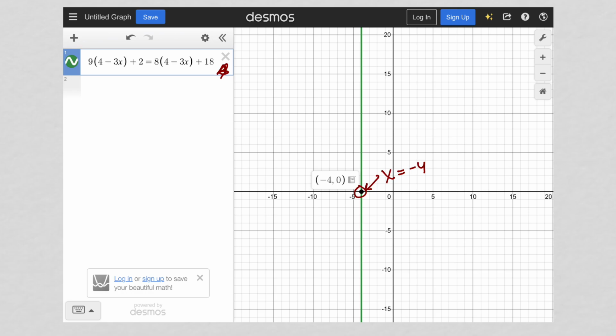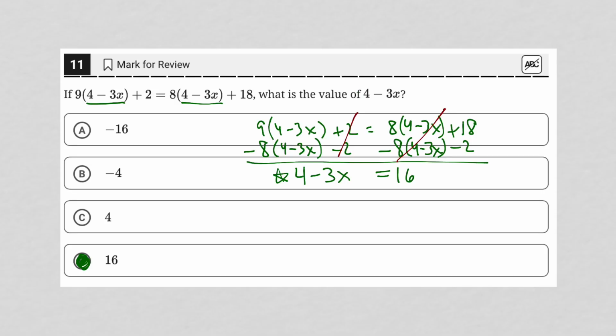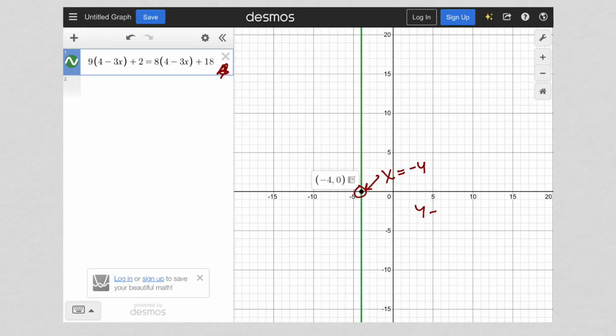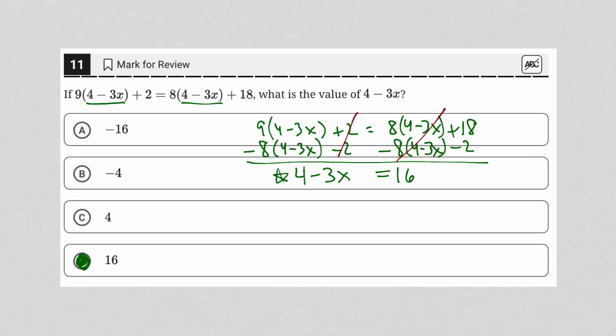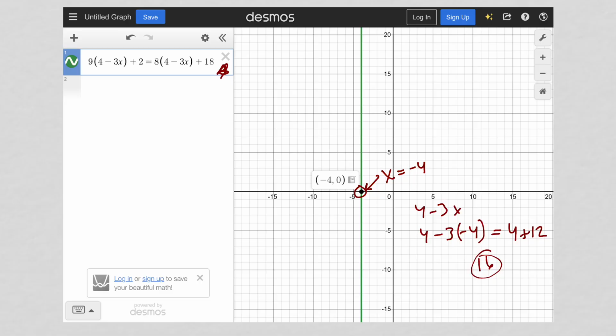And then, of course, I go back to what the question's asking, 4 minus 3x. I say, well, 4 minus 3x would be 4 minus 3 times negative 4, which is 4 plus 12, which is 16. So again, maybe even faster that way. So I wanted to give you all those options so you can see them. I am a fan of the second method. I'm also a fan of the Desmos method.